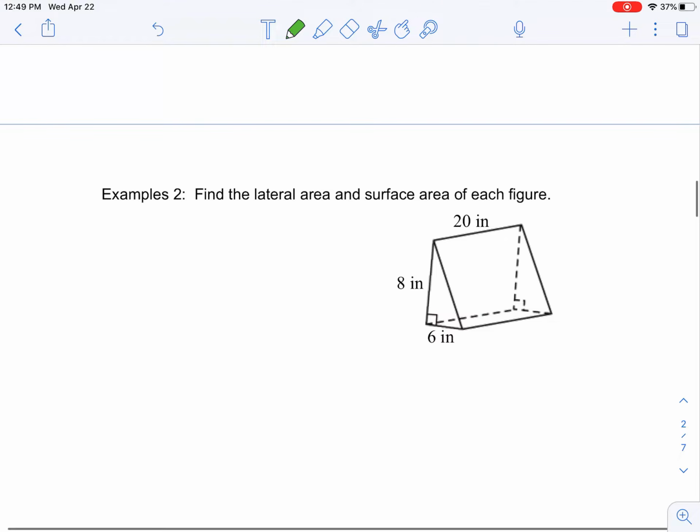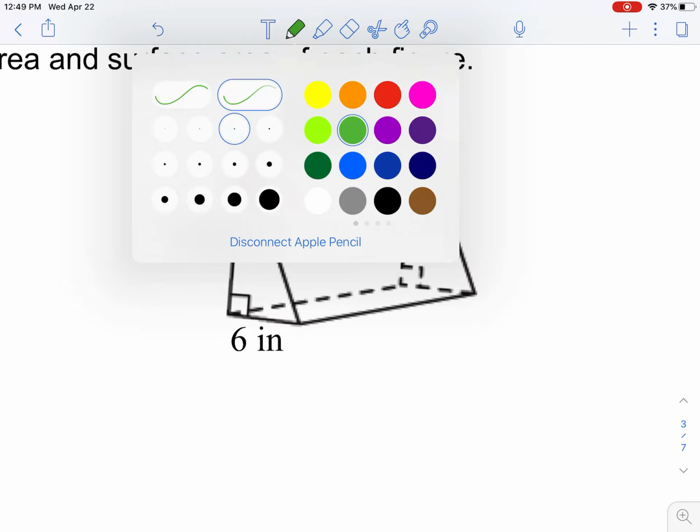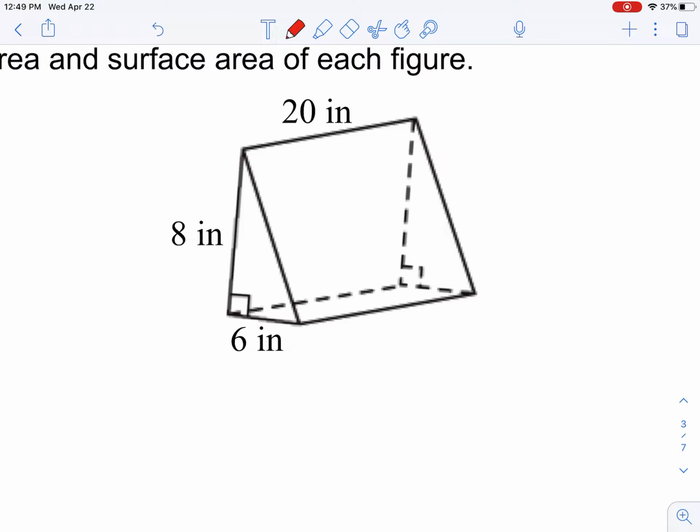All right, next one. Find the lateral area and the surface area of the figure. So this one I didn't tell you what it is, so we have to know what this is. It's very important that you identify what it is, because if you don't, you might use the wrong formula. Okay? So this is a prism again, but what kind of prism? If you look at the bases, it's not sitting on its bases. It's turned on its side, so you still have to recognize these two are the bases. So the base is a triangle, so this is a triangular prism.